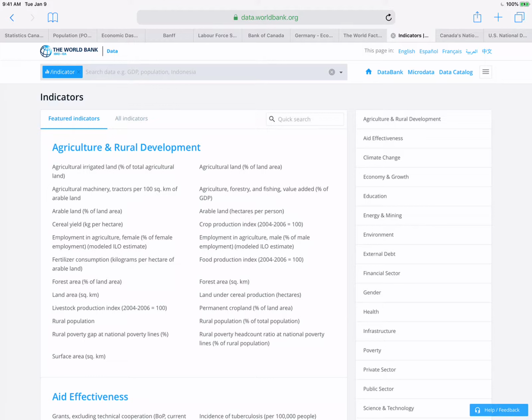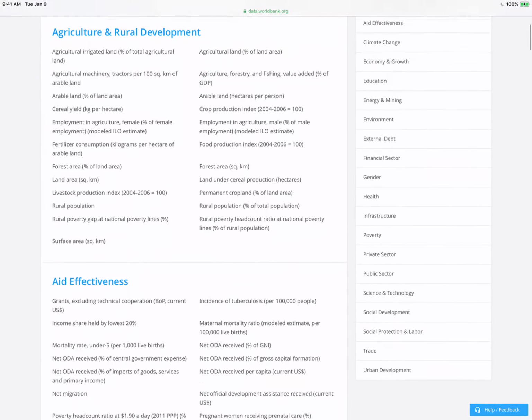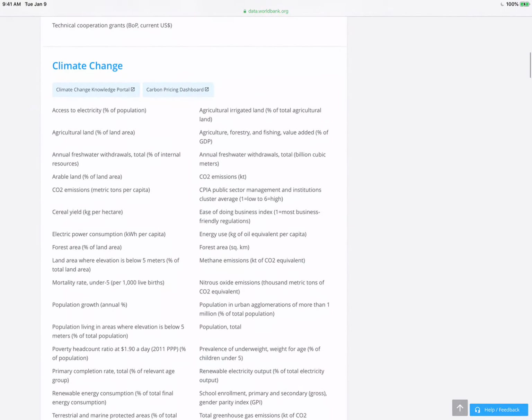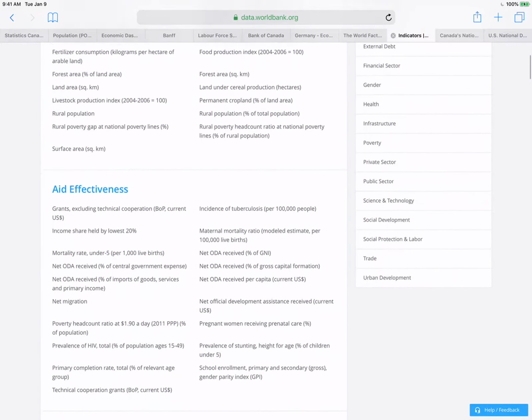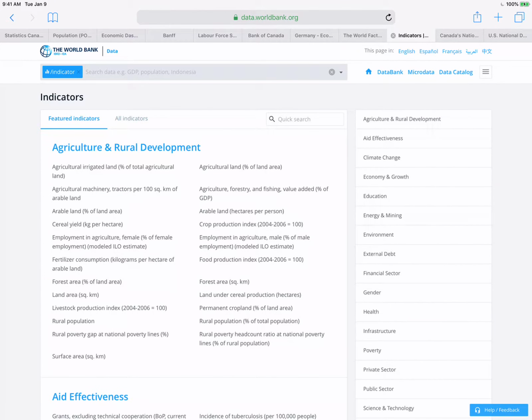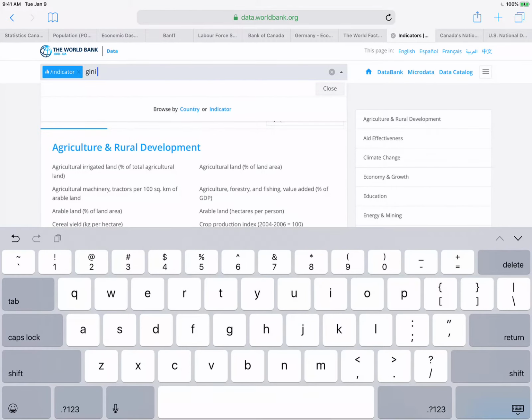Other places you can go to get information about multiple countries is the World Bank. So if you go to data.worldbank.org, there's lots of different indicators they have featured here. You can look at population growth, you can look at greenhouse gases. So lots of different data that you can compare across countries. One of the ones that we're going to look at this semester is called the Gini coefficient.